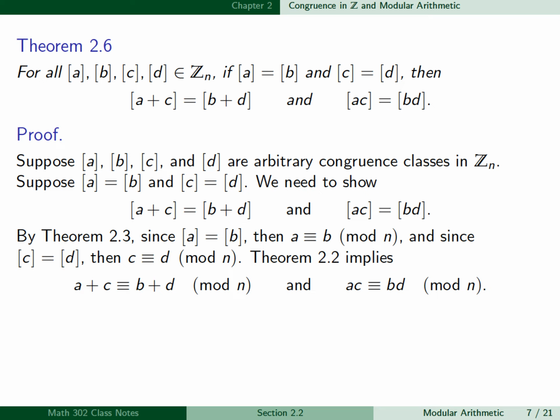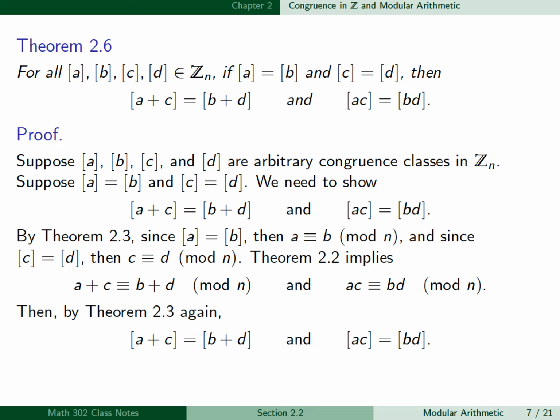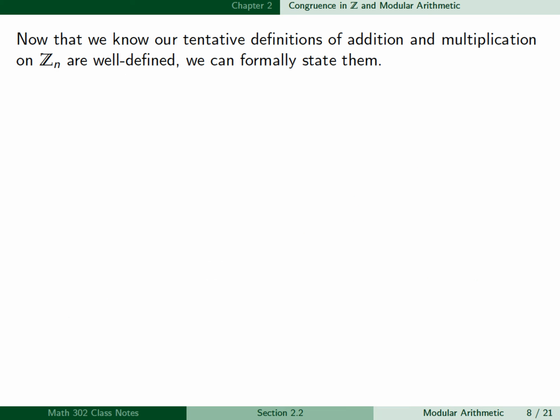times d mod n. Then by Theorem 2.3 again, these congruences imply that the class of a plus c is equal to the class of b plus d, and the class of a times c is equal to the class of b times d. So this proves what we needed for the theorem. Now that we know our tentative definitions of addition and multiplication on Z sub n are well defined, we can formally state them.